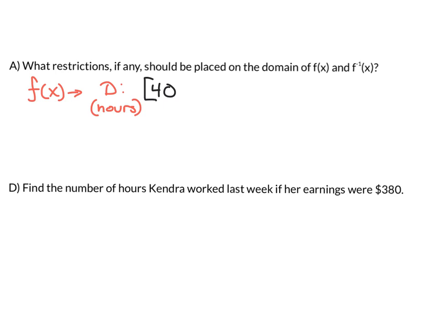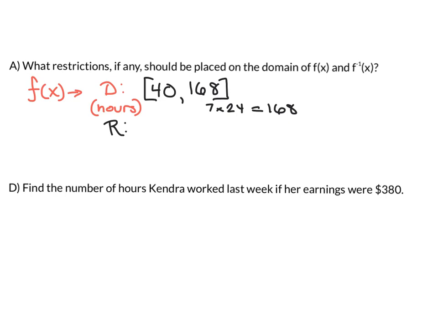Now the upper bound, think about it. How many hours are there in a week? So I would do 7 times 24. Therefore, there are 168 hours in a week. Though it is very, very unlikely that someone works every single moment of a week, the upper bound would be 168 hours. Now, as far as the range, why do I even need to talk about the range when it's just saying domain?